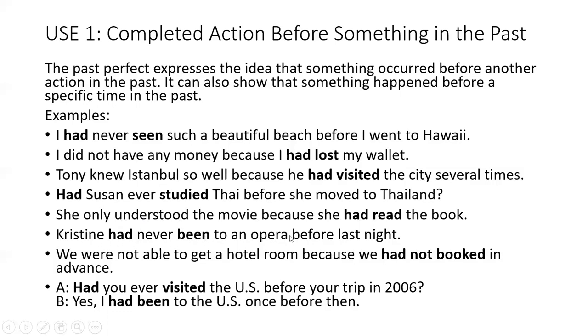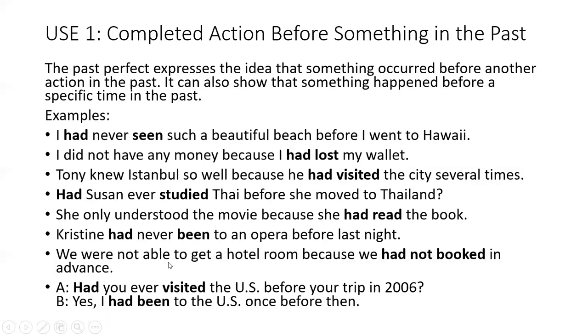Christine had never been to an opera before last night. Notice here, we don't have another verb in the sentence, but instead of another verb, we have a specific point in time, which is last night. This is a past point in time, and something happened before it, before last night. This is the point in the past, and something happened before this point in the past. What happened? Had never been.